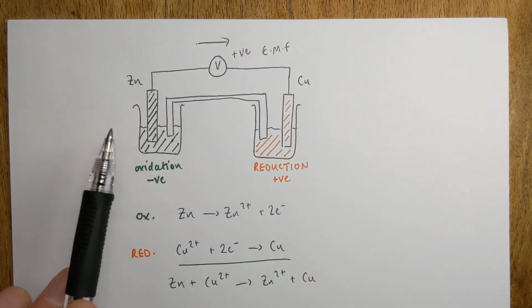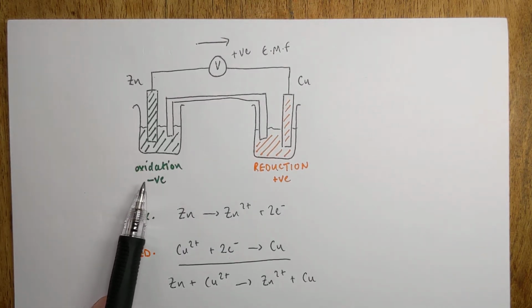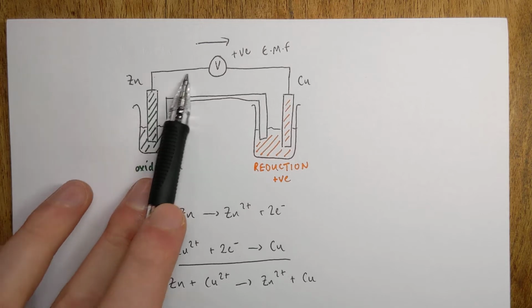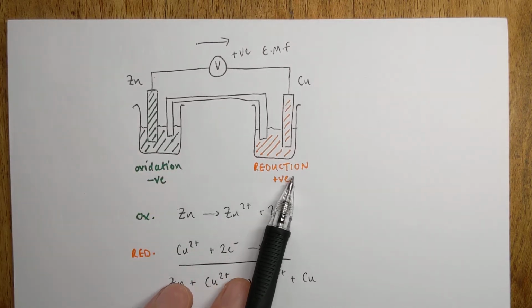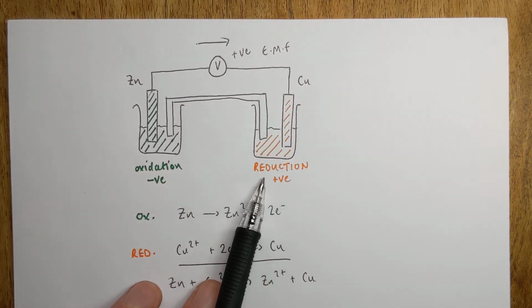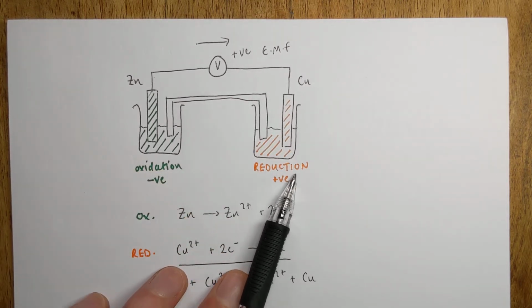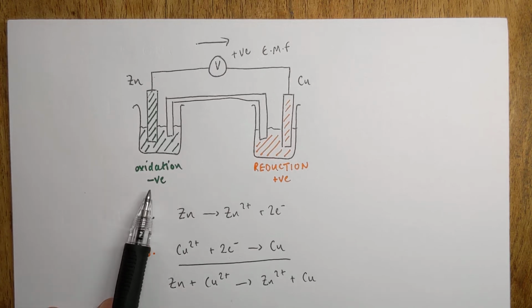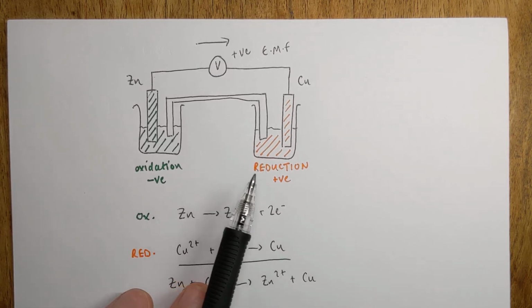Because the oxidation half cell involves the loss of electrons, it must be negative, because if you're losing electrons, you must have a build-up of negative charge, so they're repelling each other. Similarly, in the reduction half cell, where electrons are being gained, they must be gained on this side because this side is a little bit more positive. So the convention is that the oxidation electrode is on the left with a negative charge, and the reduction electrode is on the right with a positive charge.